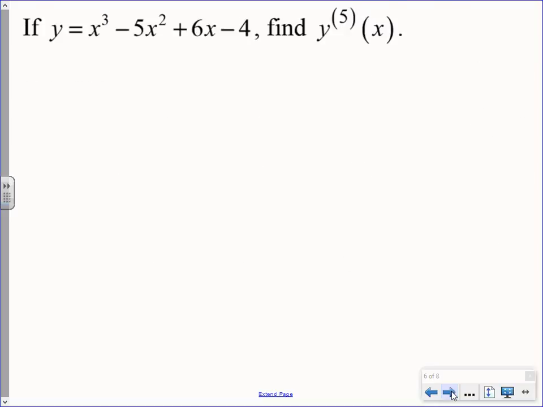Okay, go ahead and write this one down. Okay, y equals x cubed minus 5x squared plus 6x minus 4, and we're going to find the fifth derivative. That's what that means. Some of you might have an idea of what it's going to be. If you have an idea of what it's going to be, turn to your neighbor and tell them your idea.